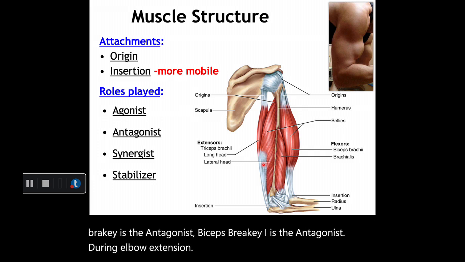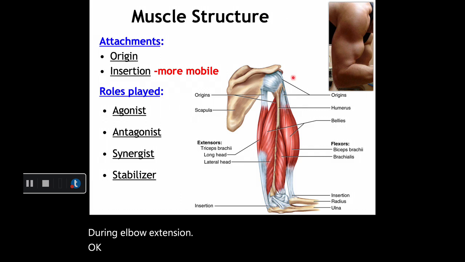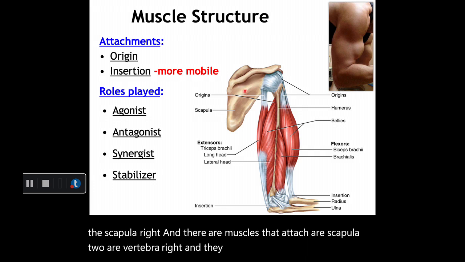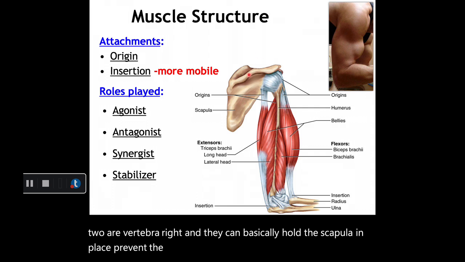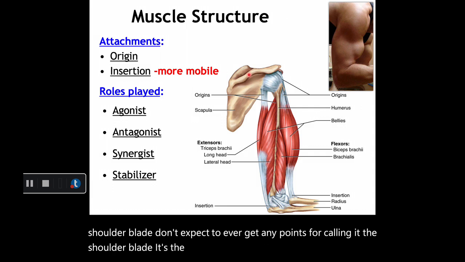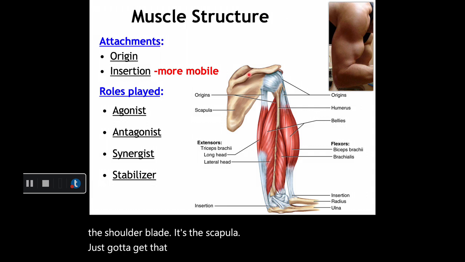Okay, now what's also shown here is, hey, we've got this bone here called the scapula, right? And there are muscles that attach our scapula to our vertebrae, right? And they can basically hold the scapula in place, prevent the scapula, which, by the way, if you call it the shoulder blade, don't expect to ever get any points for calling it the shoulder blade. It's the scapula. Just got to get that out there.